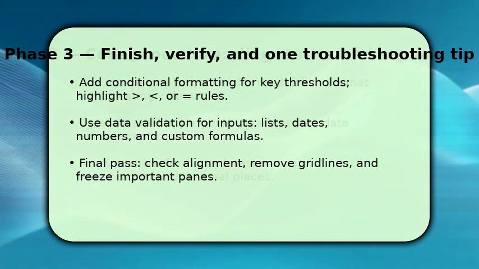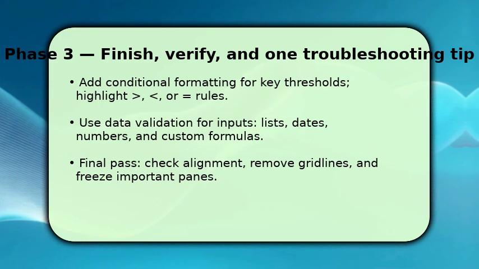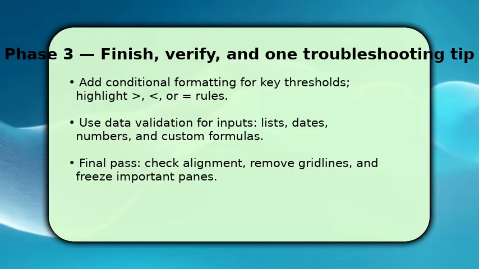You finish by adding polish. Use conditional formatting to surface outliers and targets so action items pop. Once done, add data validation to control inputs. Drop-down lists and date pickers cut errors.